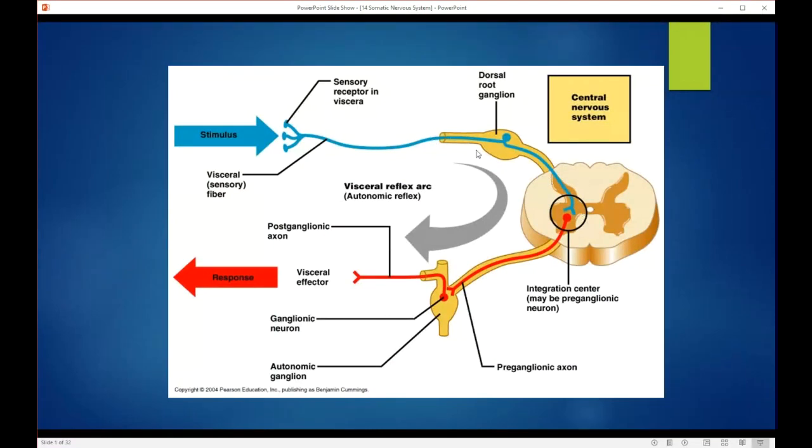It's going to go in through the dorsal root, just like our sensory receptors for the rest of our body are going to go through, right? So they're going to go through that dorsal root ganglion. We're going to integrate here. So it may be a preganglionic neuron. Okay? And then we're going to have some sort of effect. So we have what's called a visceral effector so that we can have a response. So you can see here that we actually come into contact with what's called the preganglionic axon. Then we're going to hit our ganglionic neuron right there before we hit our visceral effector.